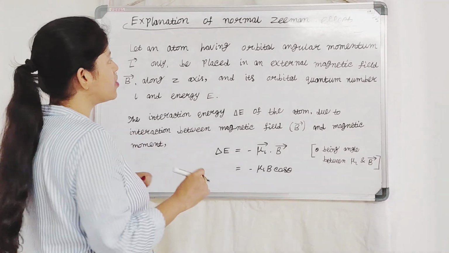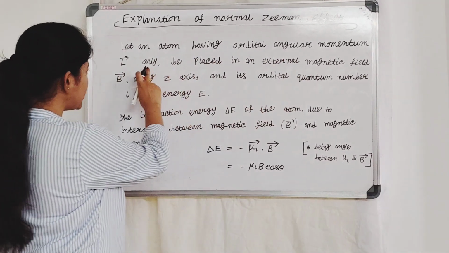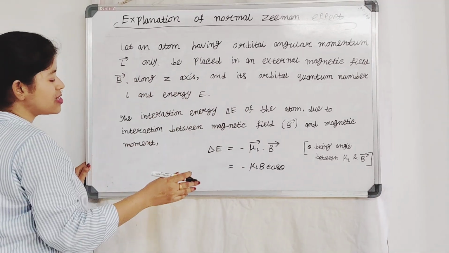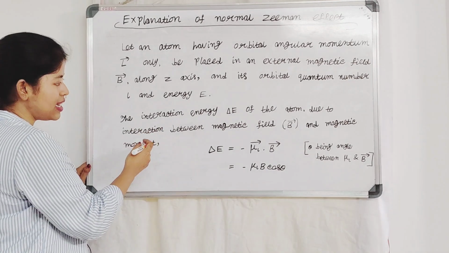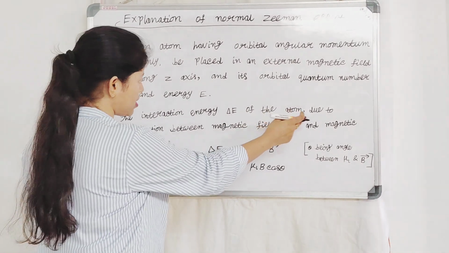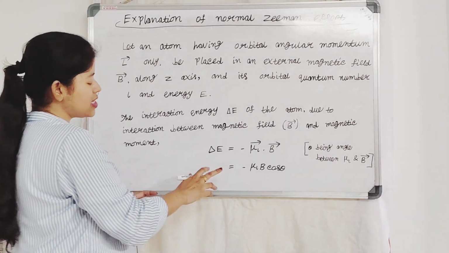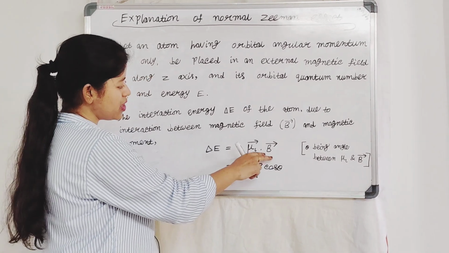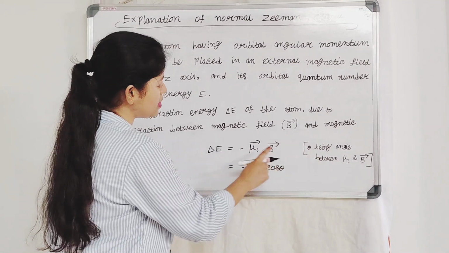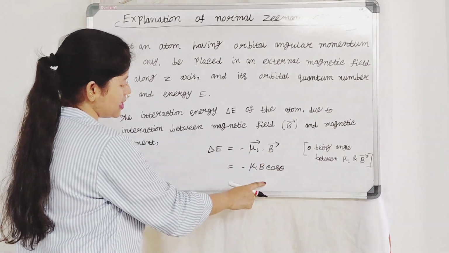Now, the explanation of normal Zeeman effect is that let an atom having orbital angular momentum L only be placed in an external magnetic field B along the z-axis, and its orbital quantum number is L and energy E. Then the interaction energy delta E of the atom due to interaction between magnetic field and magnetic moment is delta E equals minus mu L dot B, which equals minus mu L B cos theta. Here theta is the angle between mu L and B.